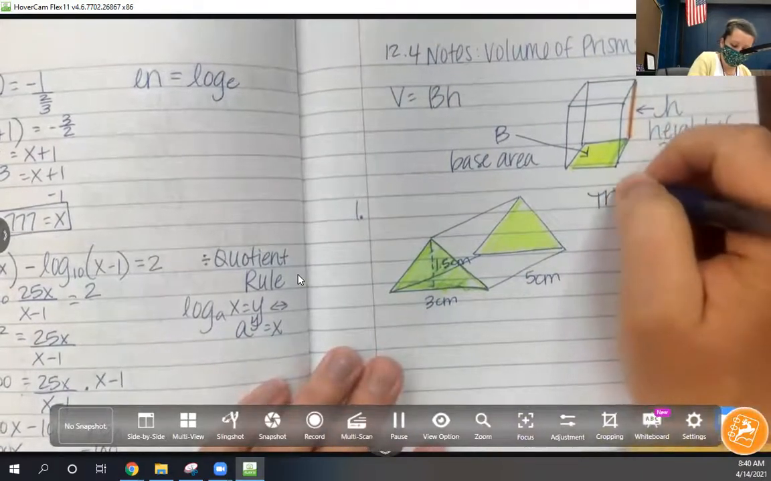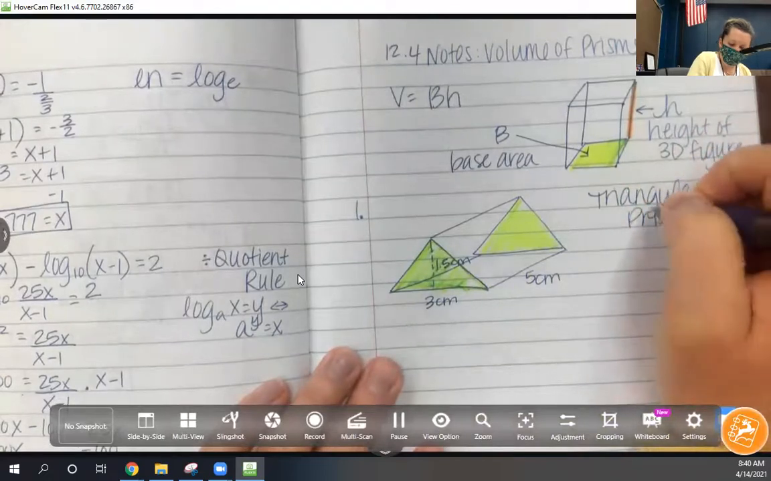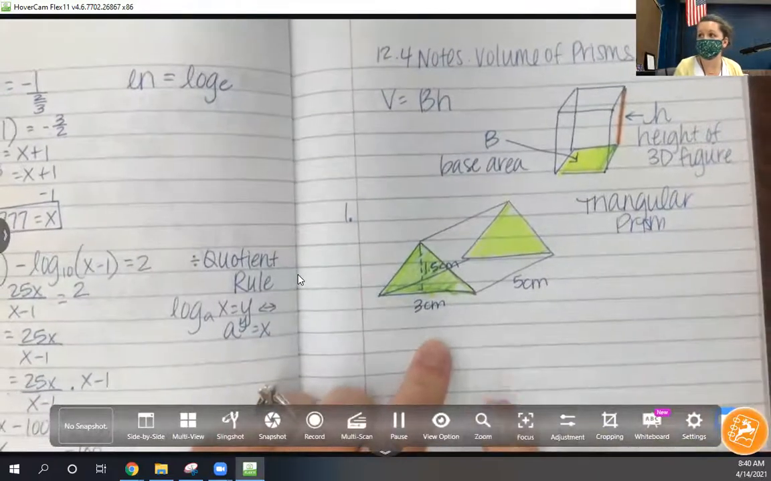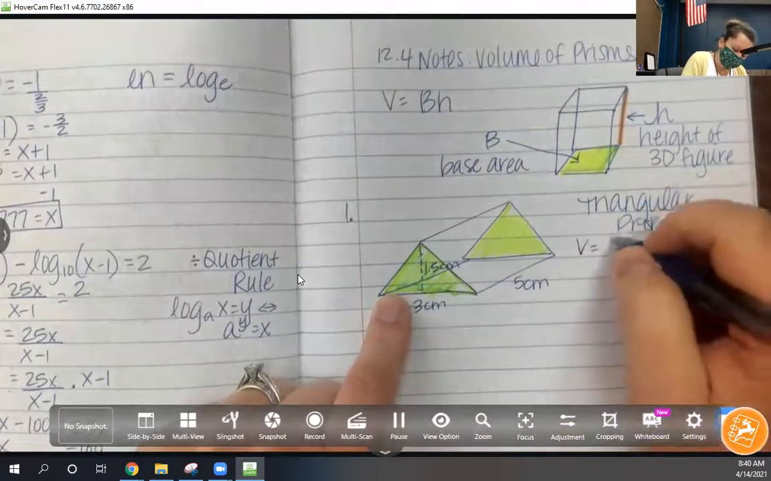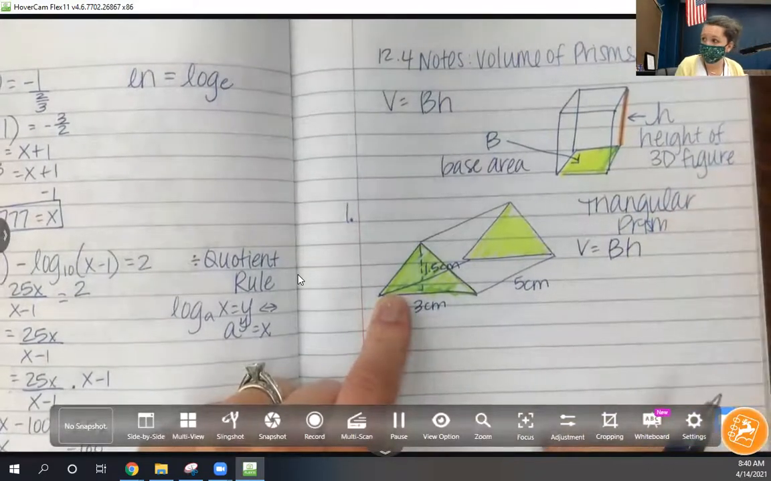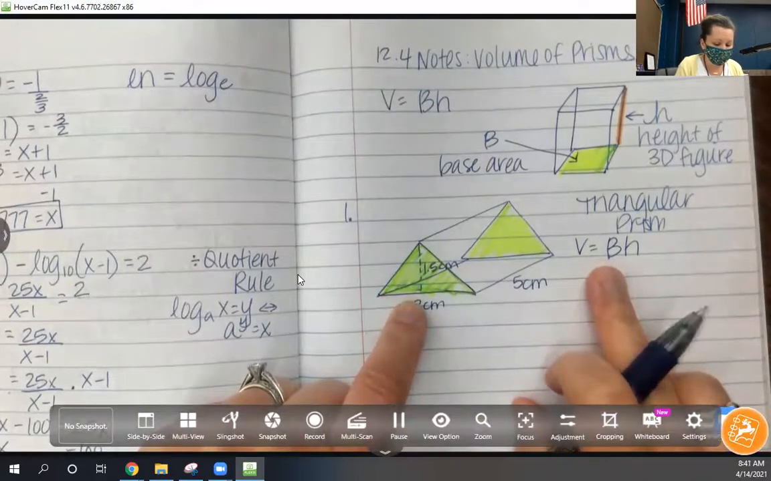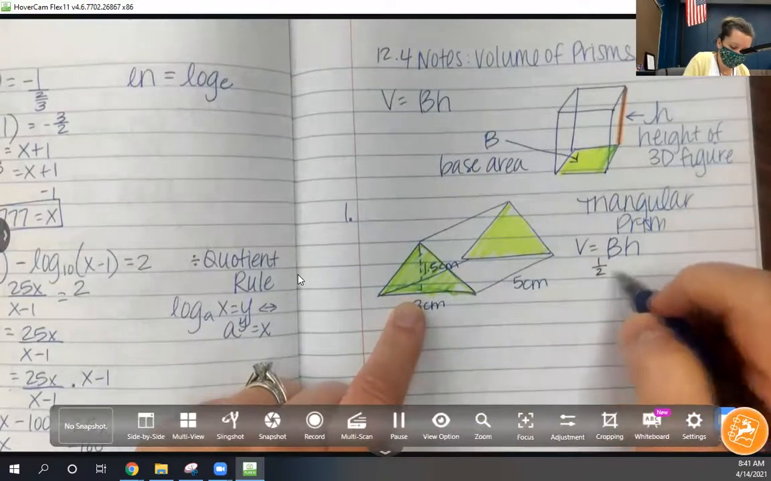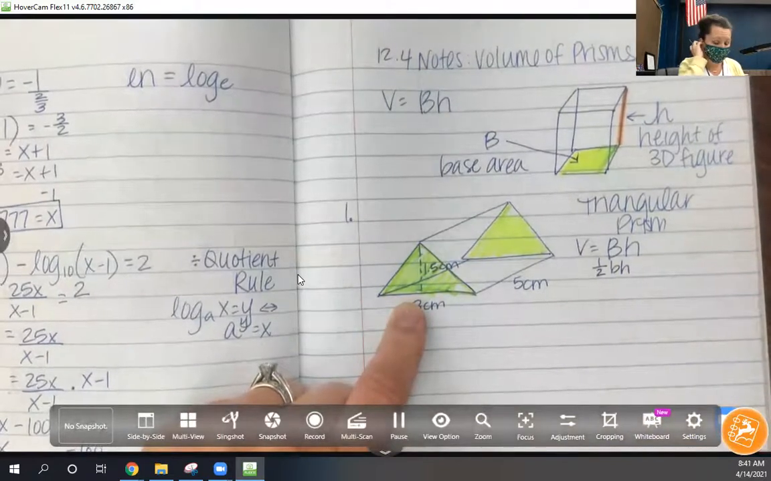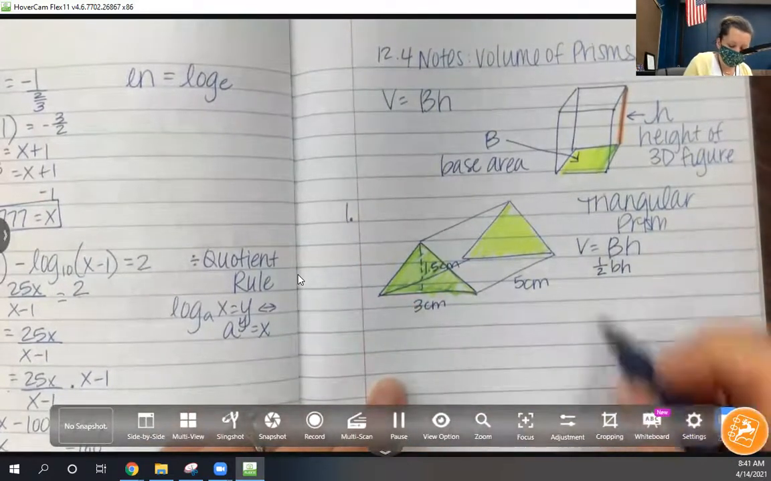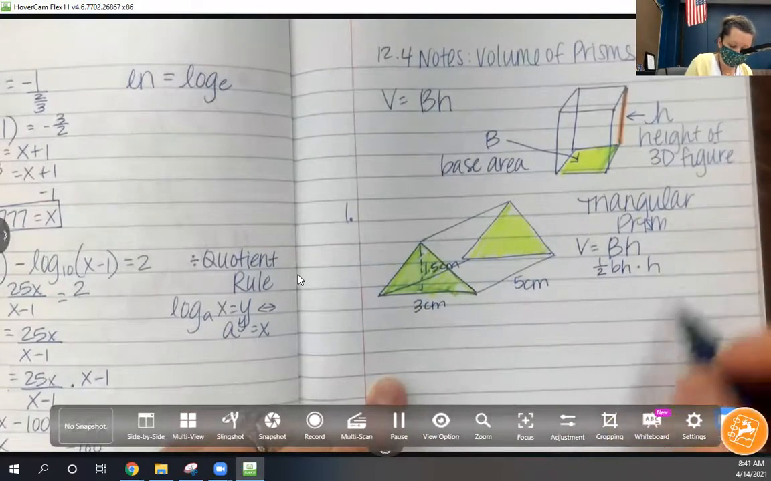So I know it's a triangular prism, which means that when I find the base area, the base is a triangle. So when I say volume equals big B times H, big B is the base, and I want to find the base area of a triangle. Well, the area of a triangle is half the base times the height. And I put a little b there because that's the base of the triangle. So it's 1/2 the base of the triangle times the height of the figure.